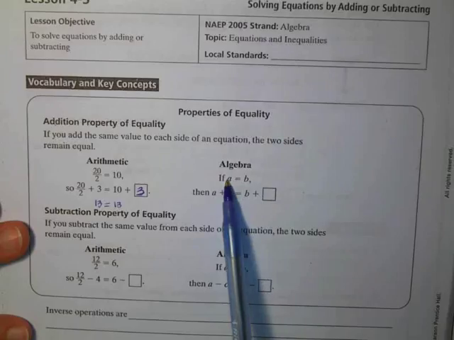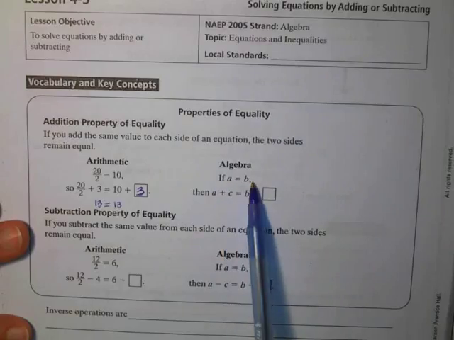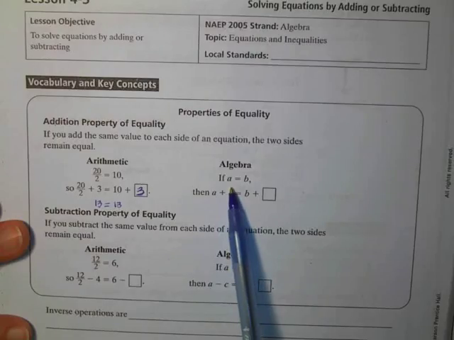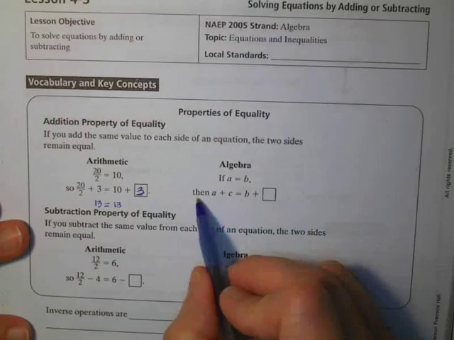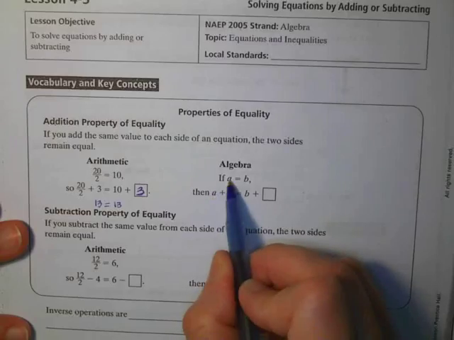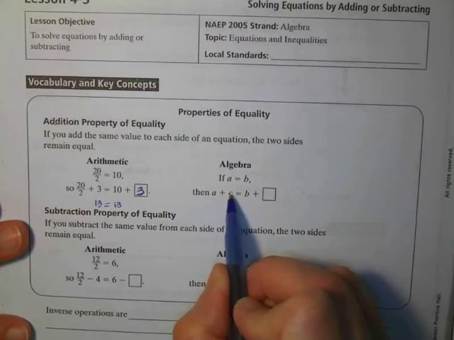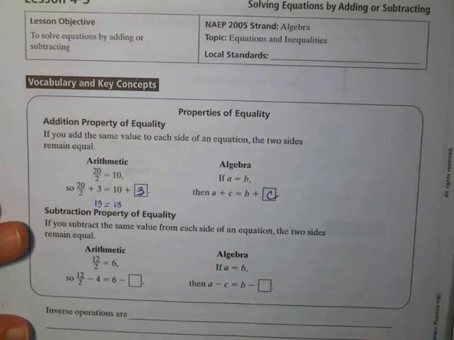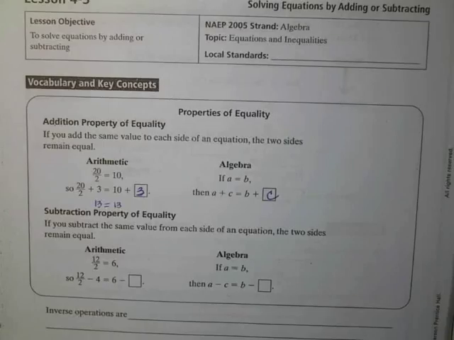Algebraically speaking, if the value of A is equal to the value of B, then I can add any number to either side, and they're going to still remain equal. So if A equals B, then A plus C equals B plus C. I can add the exact same thing to each side and have them remain equal. The subtraction property of equality tells us the same fact about subtraction. If you subtract the same value from each side of an equation, the two sides remain equal, which again is something that we want to happen in math when we're solving things.